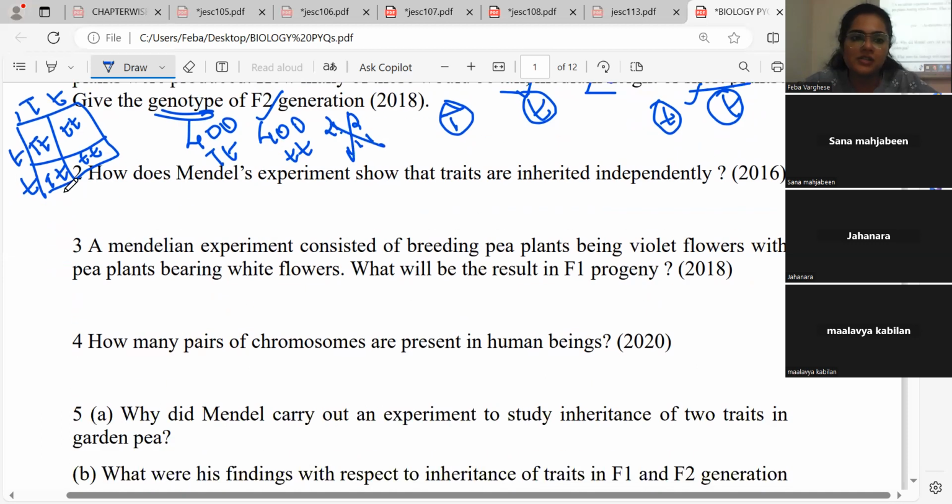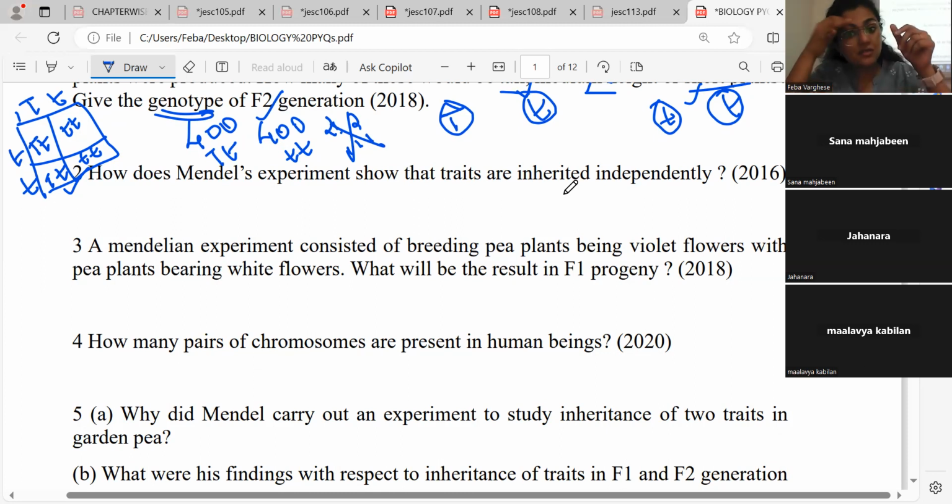Now the second question. How does Mendel experiment show that traits are inherited independently? By dihybrid cross. Explain what dihybrid cross is. Give one example also. According to the marks, you can modify your answer. Now the third question.